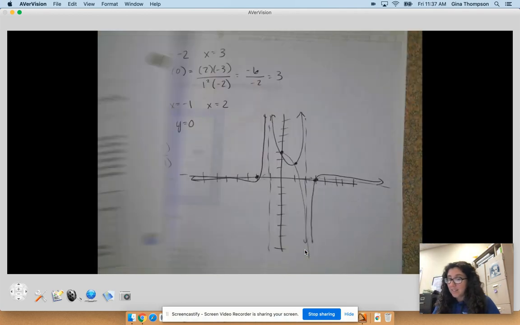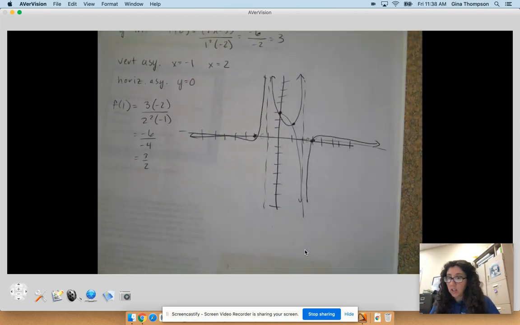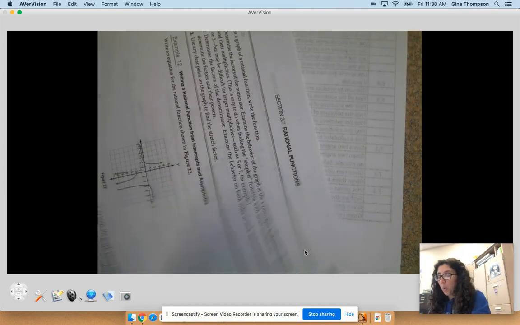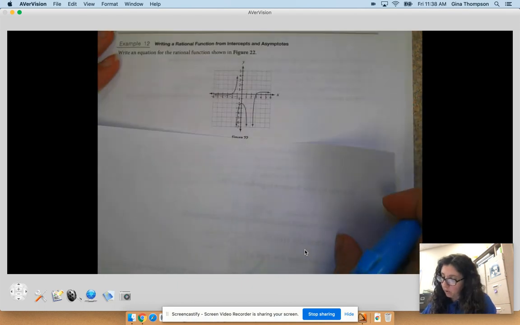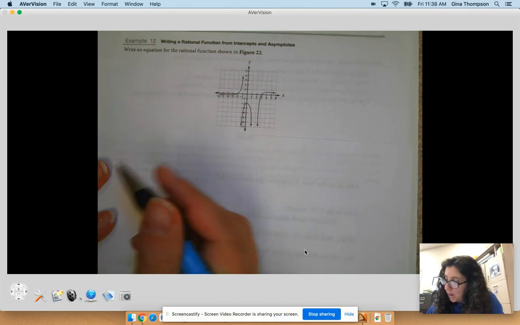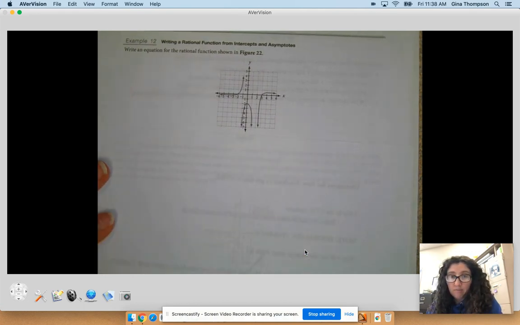Okay, what if instead of having the function and figuring out the graph, we have the graph and they ask us to find the equation? Sorry, I meant equation before. Let's see if we can write the equation from this graph.